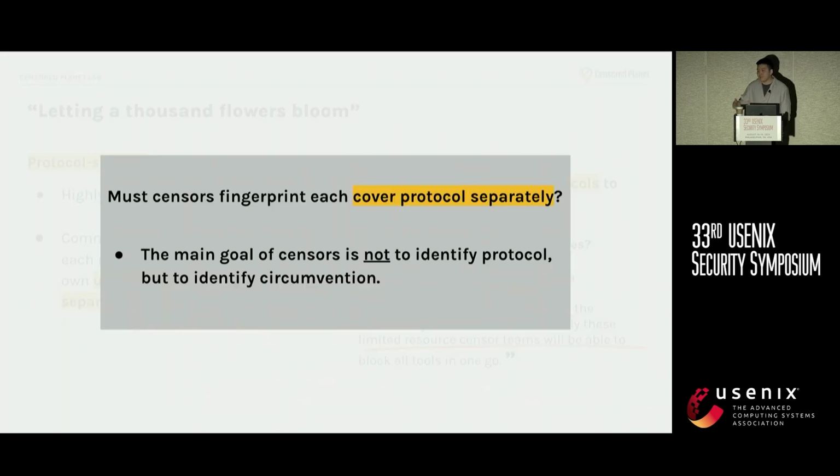We're not saying that creating new protocols to stay ahead of the censor is not a reasonable approach. But we do want to question: do censors really need to examine and fingerprint each cover protocol separately? We have to recognize that censors don't actually care whether you are using Shadowsocks or some other protocol. What they care about is simply, is this flow carrying circumvention traffic or not?